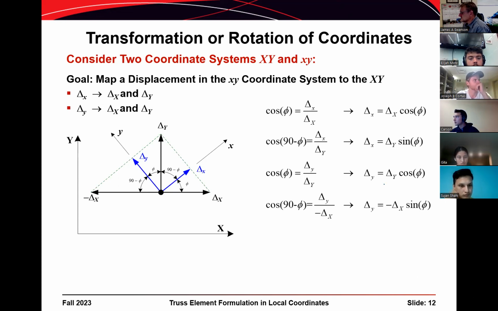We could say that delta y, little y, is equal to delta big Y times the cosine of phi. And we could say that delta little y is equal to minus delta big X times the sine of phi. Right? So that all works out. That all is well and good.